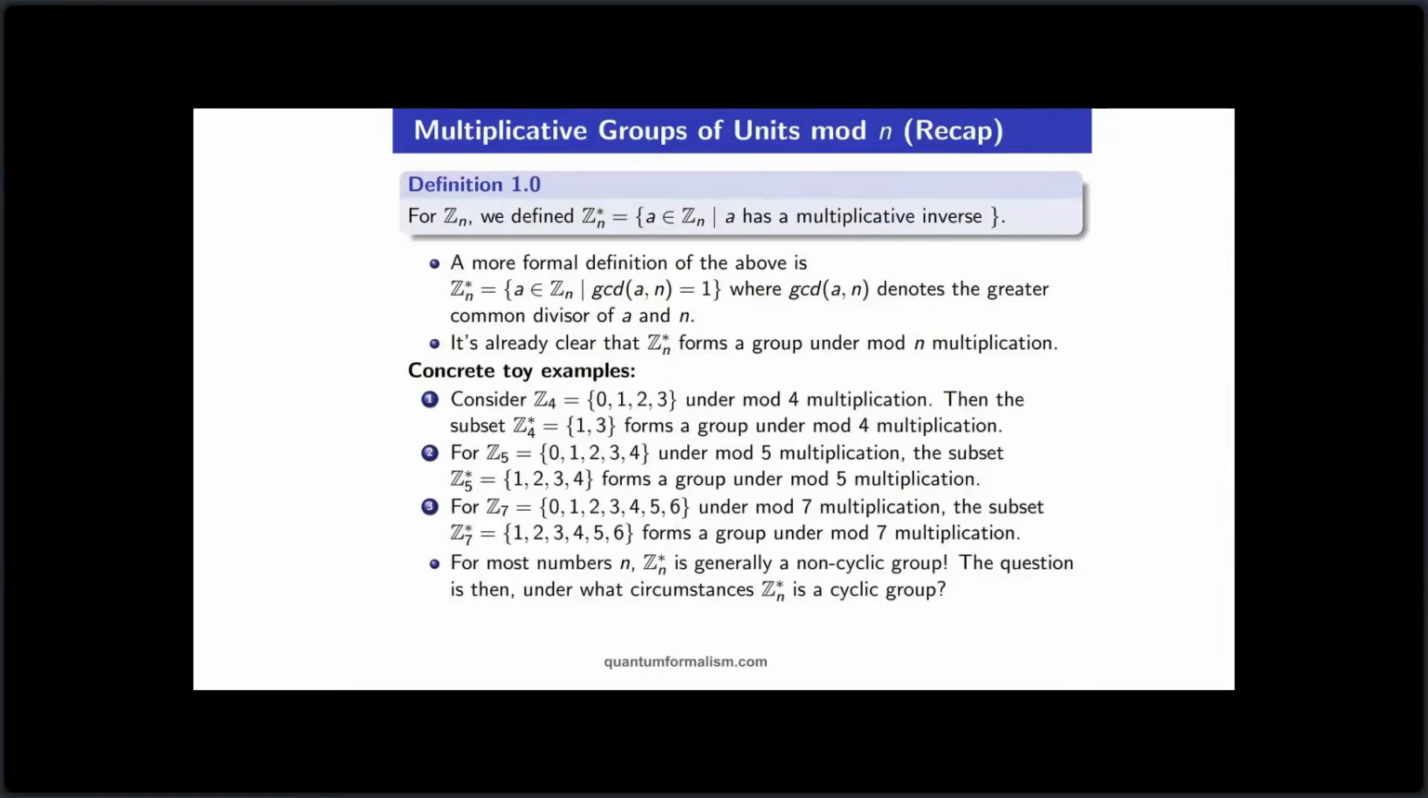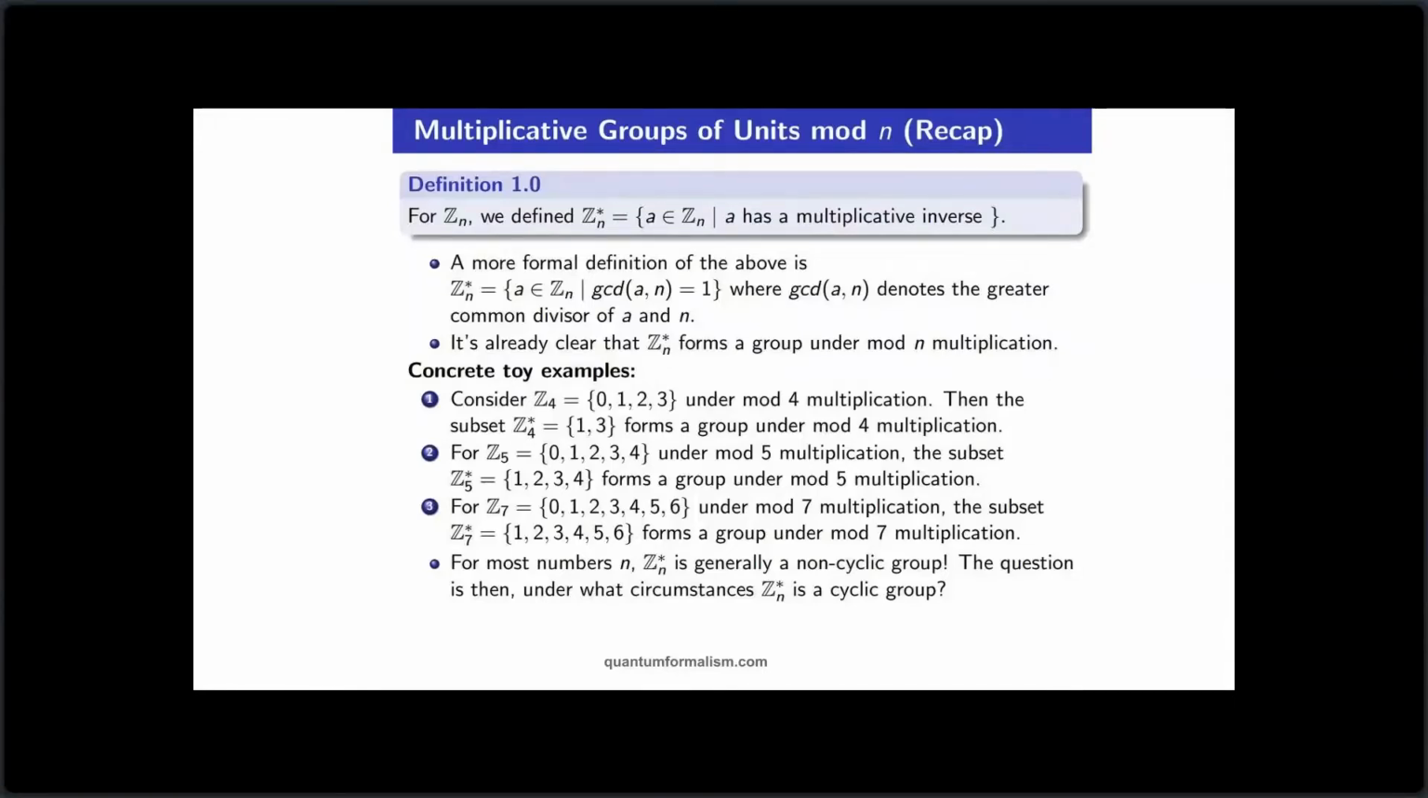This is very interesting. Those of you who are advanced can see there's something interesting here. For example, 5 and 7 are prime numbers. This will become obvious in the next slide. But something you must have realized if you went through examples, some gut feeling without necessarily having to prove it, is that for most numbers n, Zn star is generally not a cyclic group.